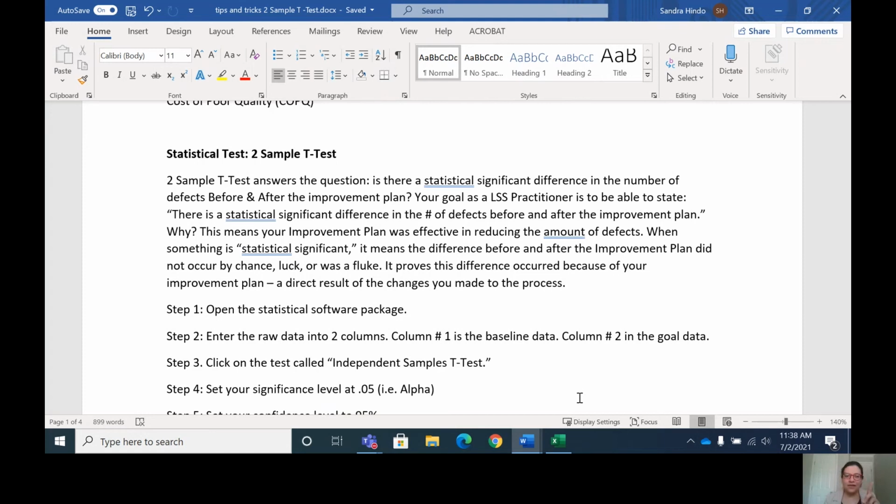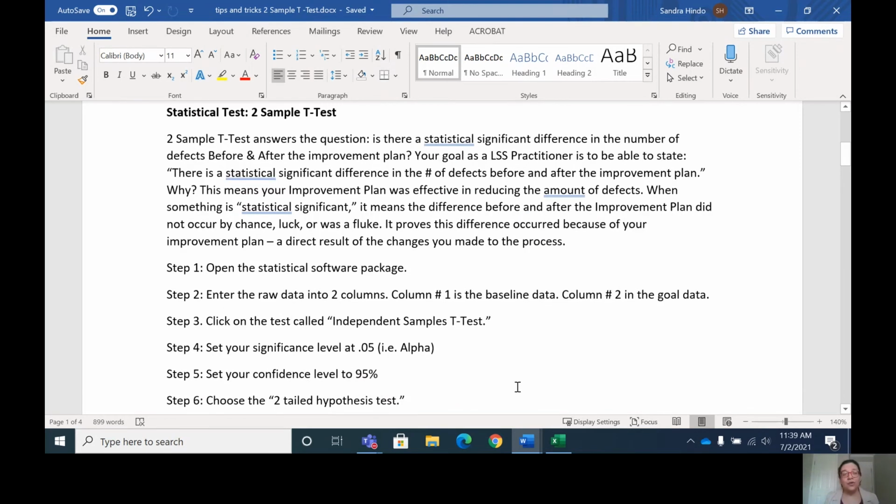When something is statistical significant, it means the difference before and after the improvement plan did not occur by chance, luck, or was a fluke. It proves this difference occurred because of your improvement plan, a direct result of the changes you made to the process. If you can follow a few simple tests and follow a few universal rules, you too can effectively conduct a two-sample t-test and confidently report the results of your study.